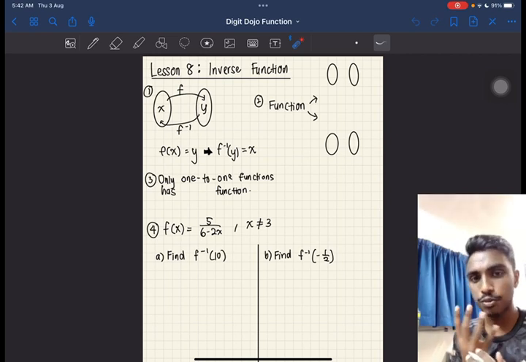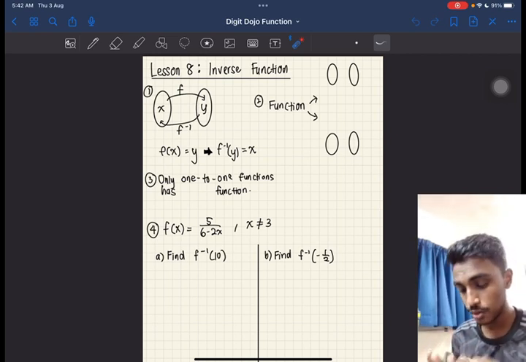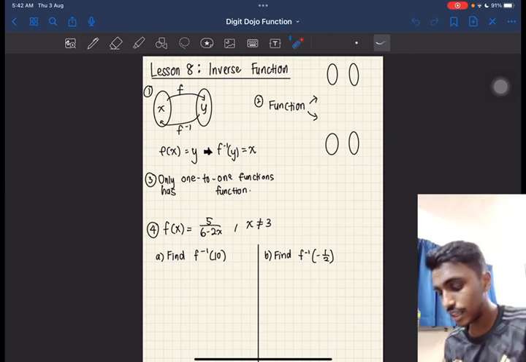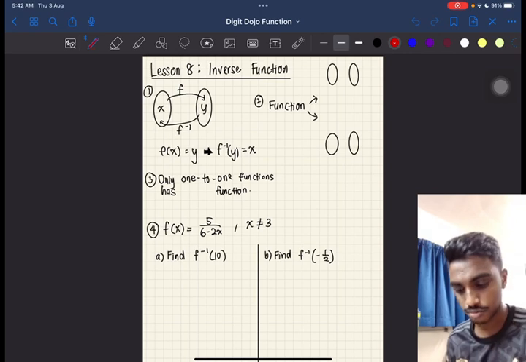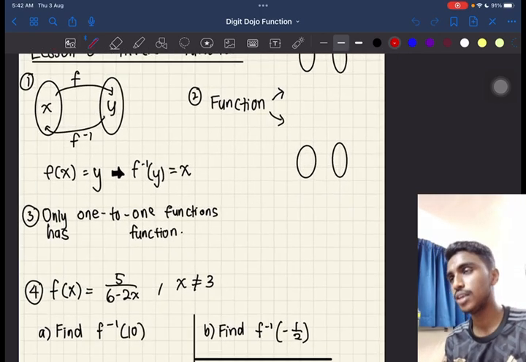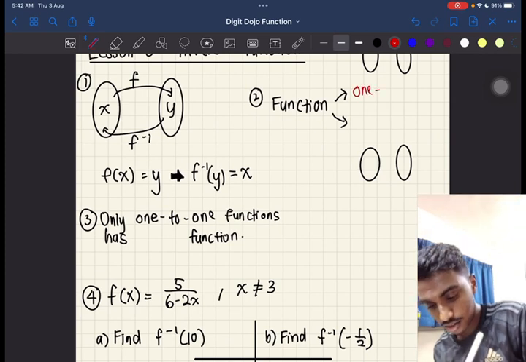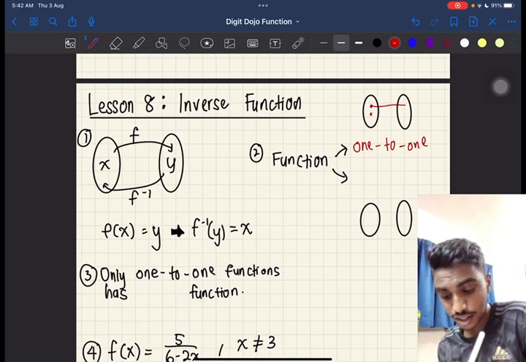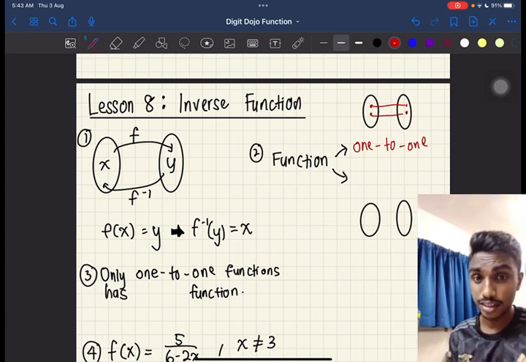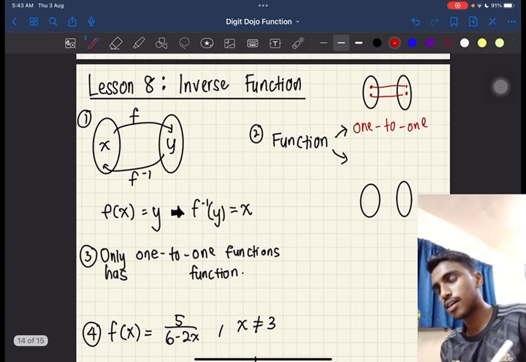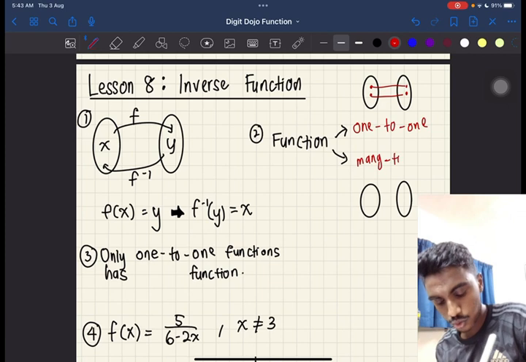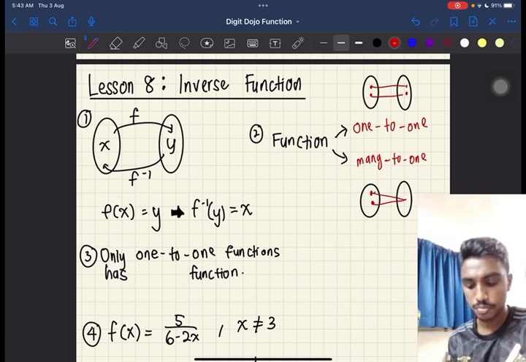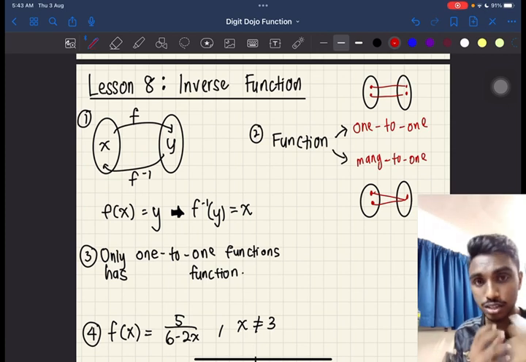We have four types of relation, as I mentioned in the previous video: one to one, one to many, many to one, and many to many. Of these four relations, only two are considered functions. One is the one to one relation, which means from one set, it goes to only one number in the other set. The other is the many to one relation, where more than one object goes to the same image. Only these two relations are known as functions.